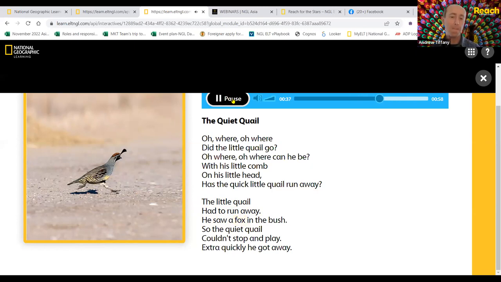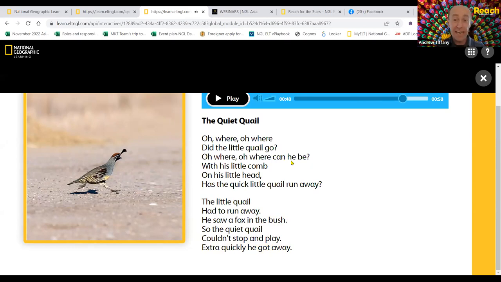Cool. Fox in the bush, so the quiet quail couldn't stop and... Oh, what's next? Play. Very good, Will. Play. Extra quickly, he got away. Very nice. Well done. Good job.